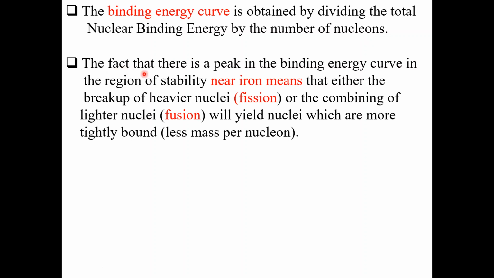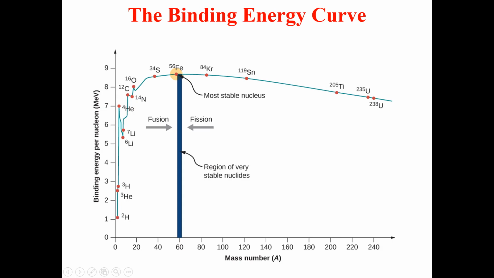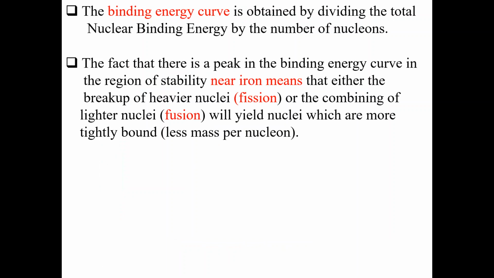The fact that there is a peak in the binding energy curve in the region of stability near iron means that either the breakup of heavier nuclei, which we call fission, or the combination of lighter nuclei, which we call fusion, will yield nuclei which are more tightly bound, that is, with less mass per nucleon. This is shown in the figure. Before iron we have the possibility of fusion, and after that we have the possibility of fission of the nuclei.